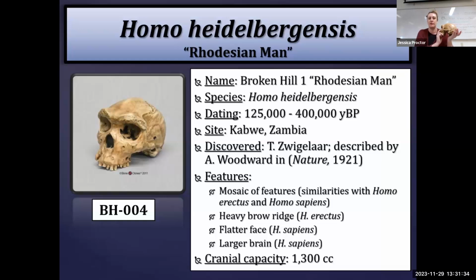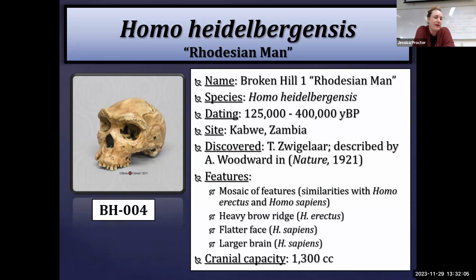And then the features that are more similar with Homo sapiens would be the more vertical or orthognathic, flatter face. So when you're looking at the skull from the side, you see it's a really vertical flat face, especially in this one. And then the larger brain, of course. So the cranial capacity of this fossil is about 1,300 cc's, which is just a scotch underneath what you'd see in modern day Homo sapiens, because we have a range between 1,400 to about 1,700. Okay, so mosaic of features.